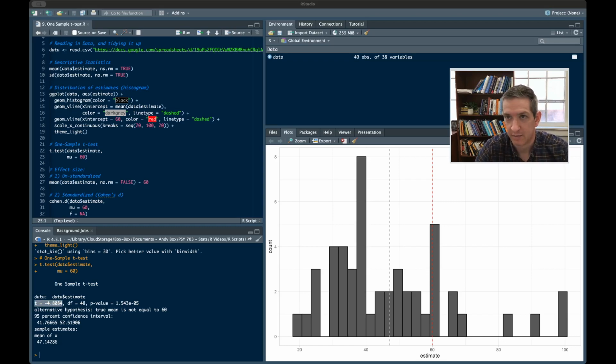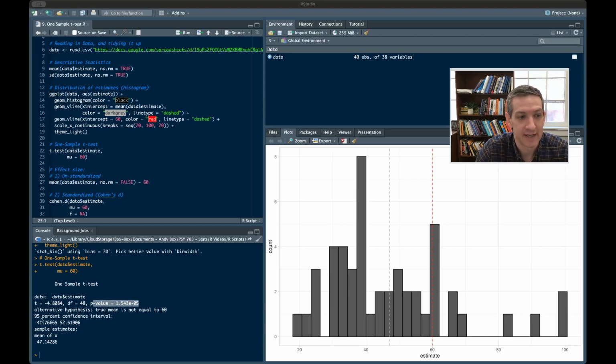Now, you might be developing an intuition for what big and small t-values are, and that tends to seem like a pretty extreme t-value. We have 48 degrees of freedom. This makes sense because our sample has 49 people in it. And then we've got our p-value here.